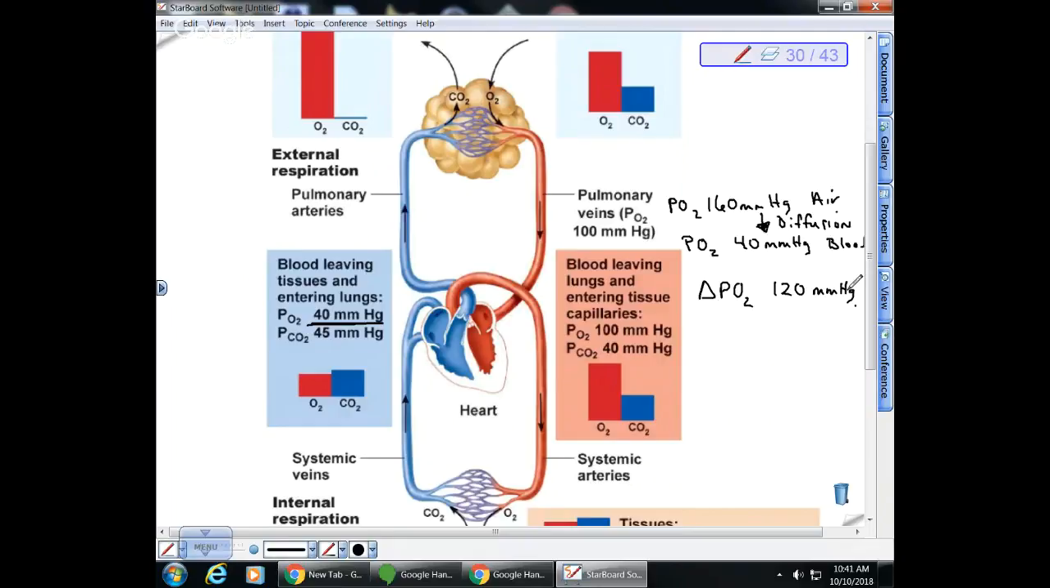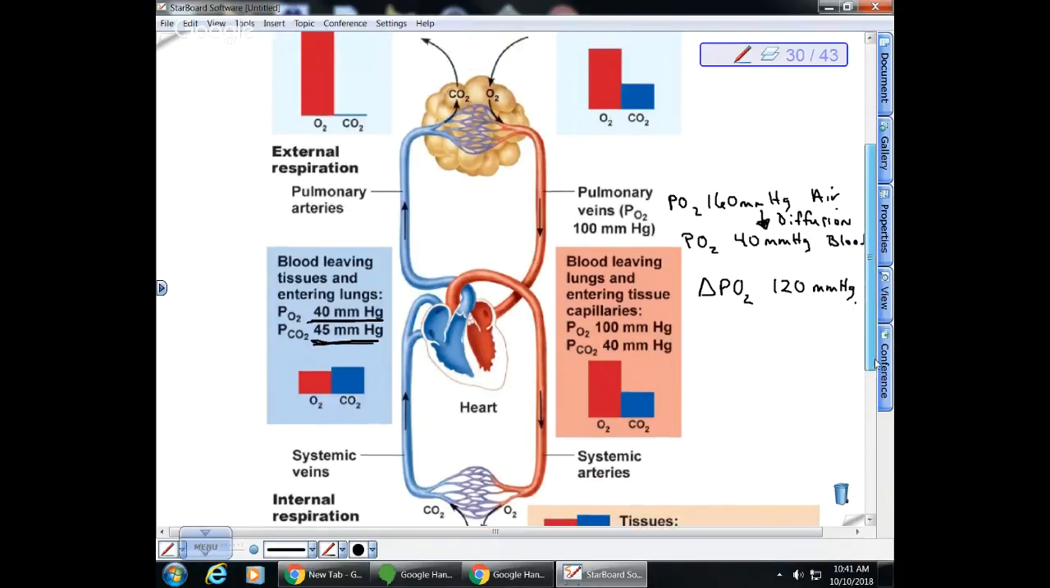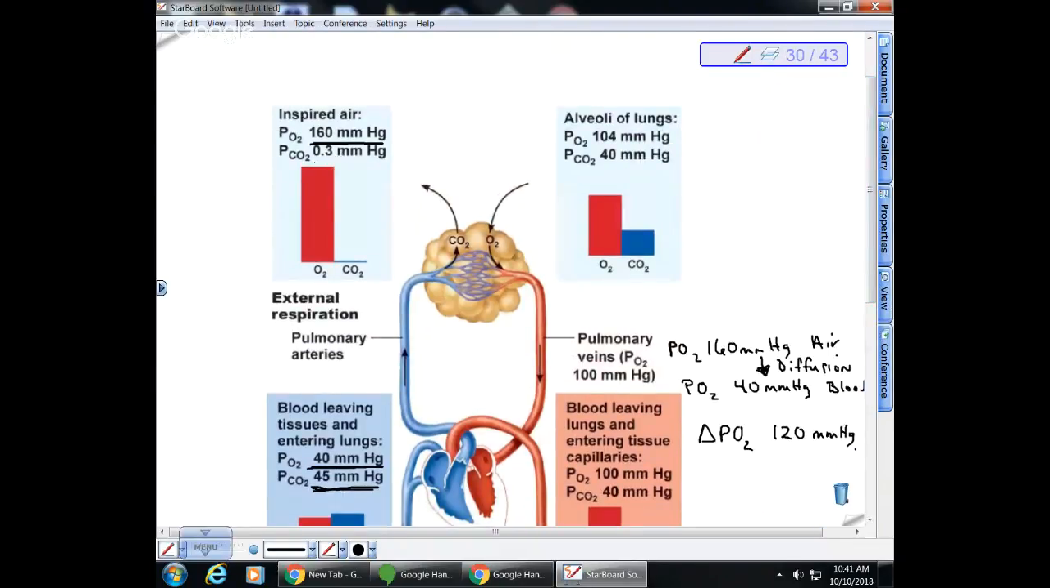So that's pretty high. So the rate of diffusion is going to be high. Now, if we look at CO2, CO2 is going to move the opposite direction. So CO2 coming in to the lungs from the tissues is at 45, you don't need to write this down, but in the air, it's only at 0.3. And so CO2 is going to diffuse in the opposite direction because it has a different concentration between the inside and the outside. So that's the significance of those delta P's and the partial pressures.